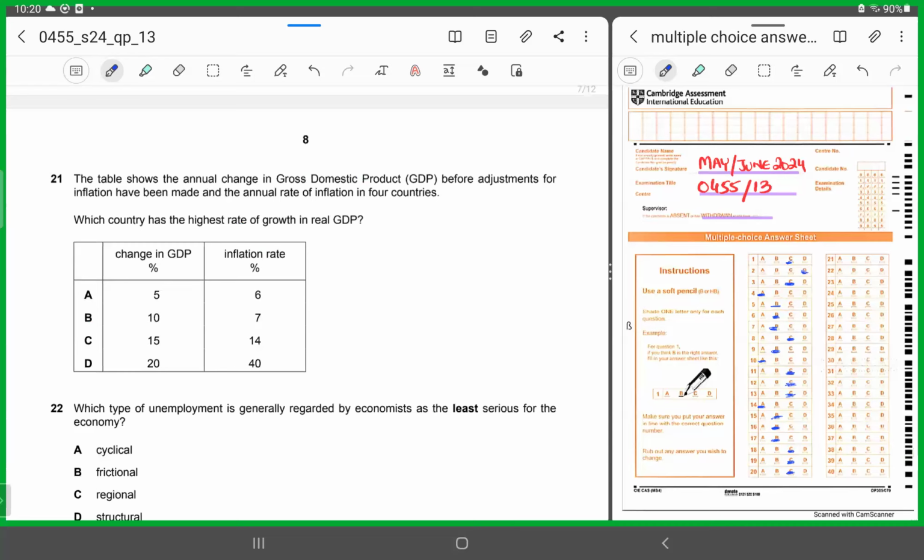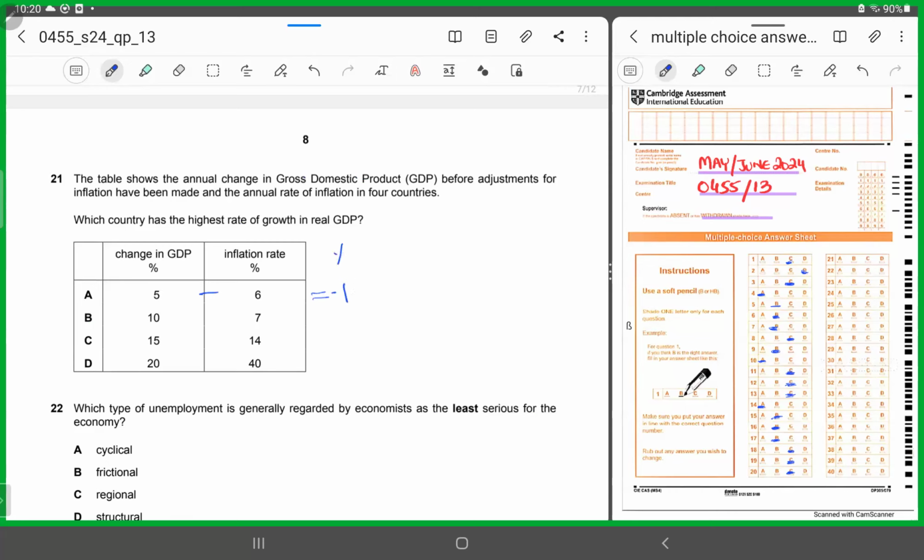So what we've got to do is we've got to work out the real GDP, right? That is GDP that is accounted for inflation. And how will you come to that figure? From the increase in the GDP, you will subtract the inflation rate, right? So 5 minus 6 will give you what? 1%, right? 5 minus 6 will give you what? 1%. So it's a negative 1%.